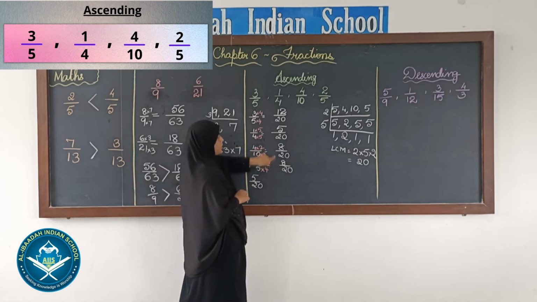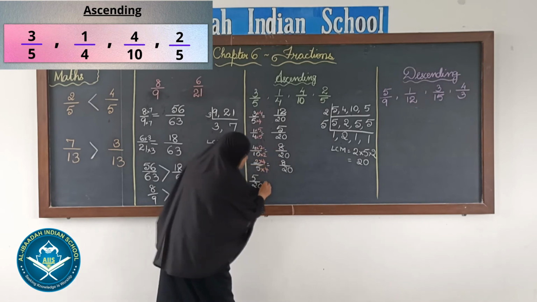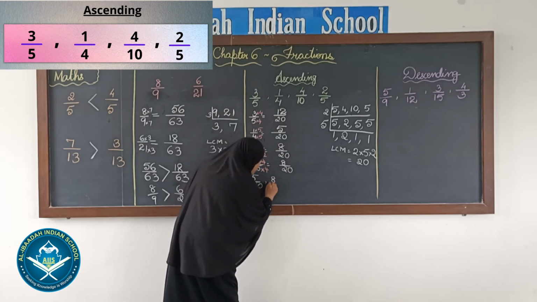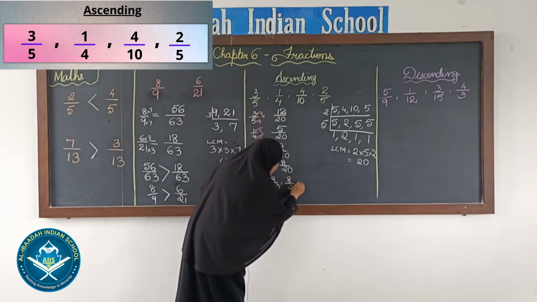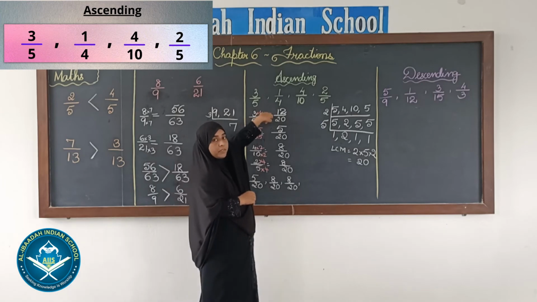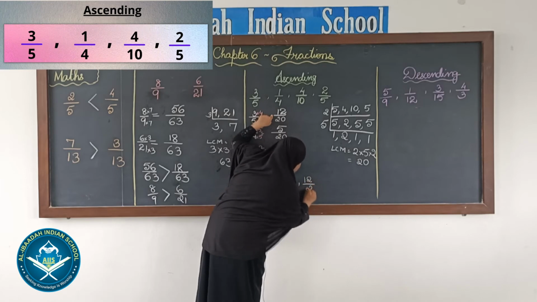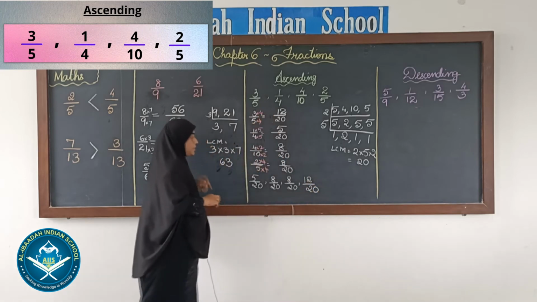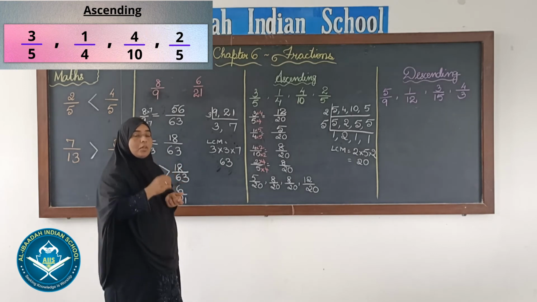Then we have two fractions with same numerator, 8 by 20 and 8 by 20. So we can write any one. Okay, then next we have 12 by 20, which is the greatest numerator. Okay, so these are the 4 fractions. Now they are in ascending order, small to big.